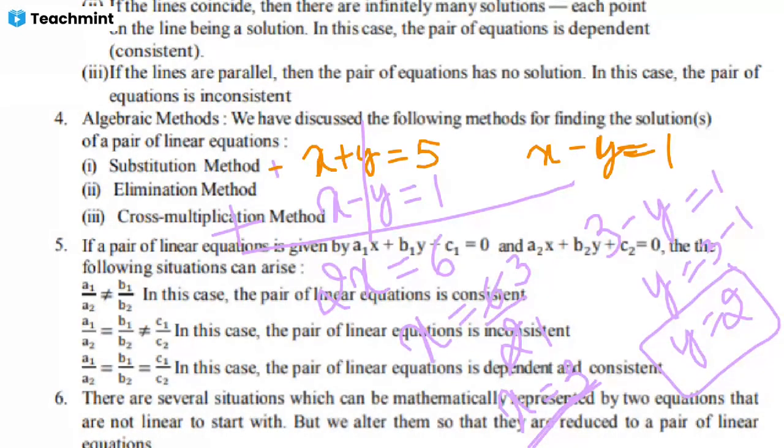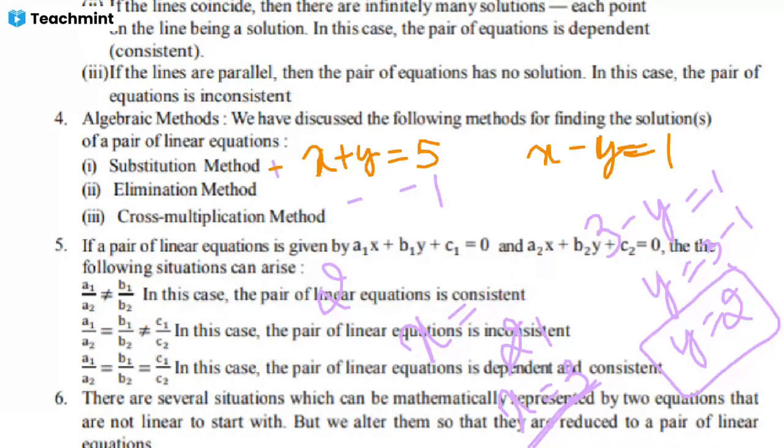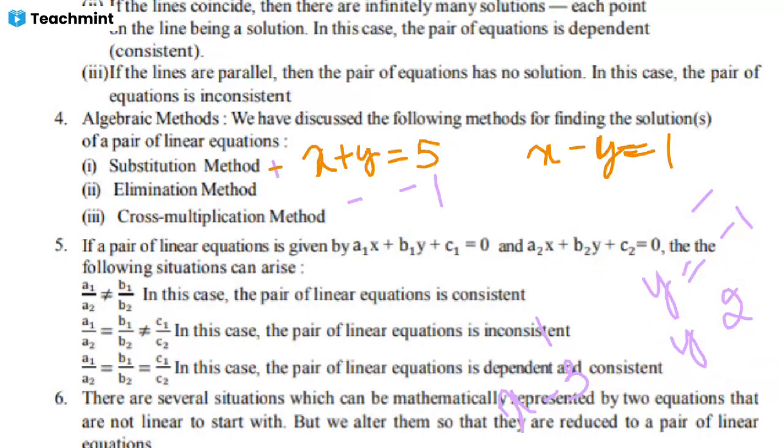Then cross multiplication method. To do the cross multiplication method, you should first know what the coefficients are. What are the coefficients of the two equations here? What is A1? A1 equal to 1. B1 equal to 1.